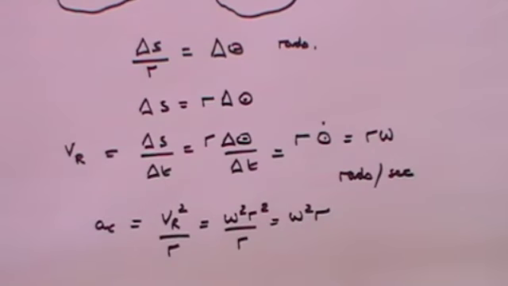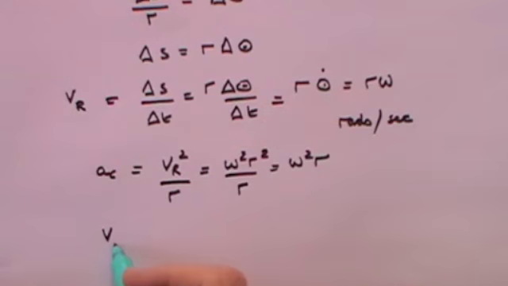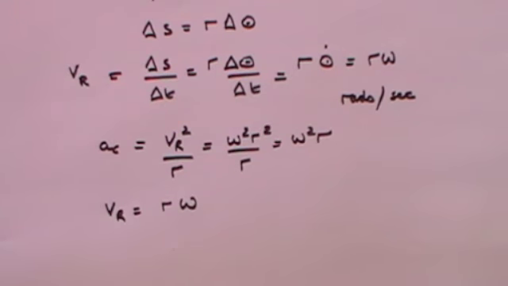Now let's take this formula, V_R is equal to r omega. I'll write that again, that's the rotational velocity is equal to the radius times the angular velocity. And now we will differentiate both sides with respect to t. The radius, of course, is fixed and unchanging, and so you get that dV_R by dt is equal to r d omega by dt.